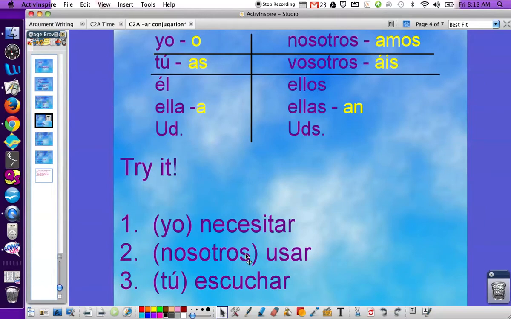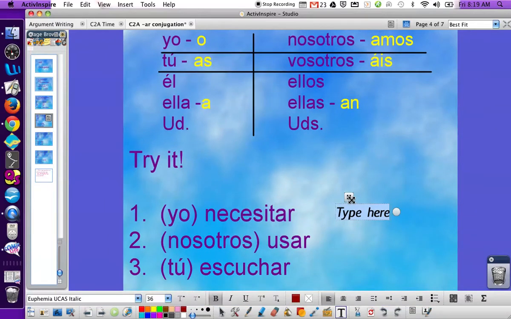Let's try it. I've left the verb chart up here for you, or at least the endings chart up here for you. So you need to figure out the stem. You need to add the correct ending. Pause the video, write these in your notebook, and then start the video again to get the answers.